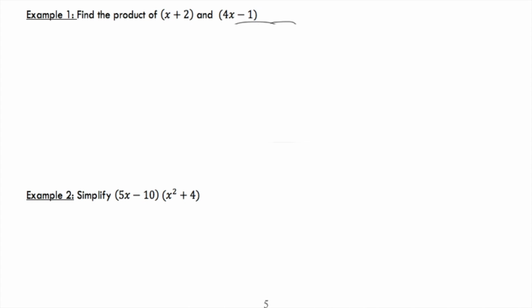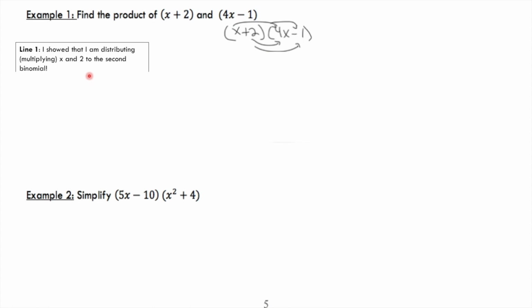So looking at example 1, I know this is filled out on your page. I just wanted to go through step by step so you can understand the thought process behind it. Find the product of x plus 2 and 4x minus 1. When I'm doing the double distributive property, what I'm actually going to be doing is taking this x and distributing it to both terms, and this 2 and distributing it to both terms. That's why it's the double distributive property. We're distributing both of these terms to both of the terms in the next binomial.